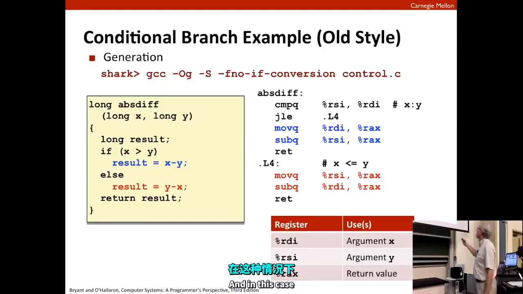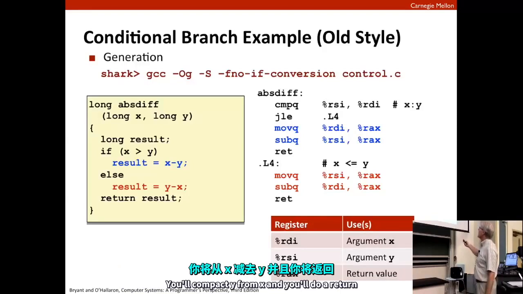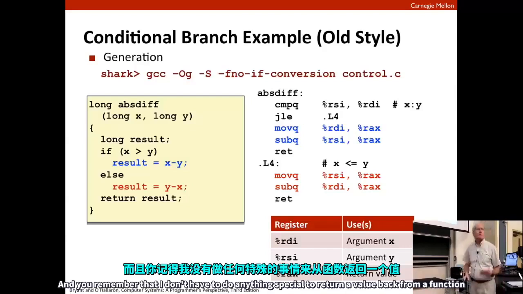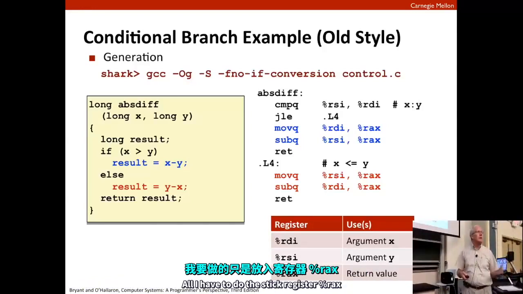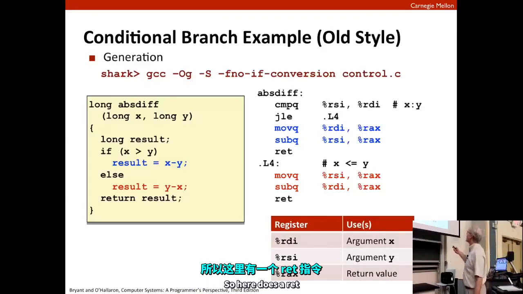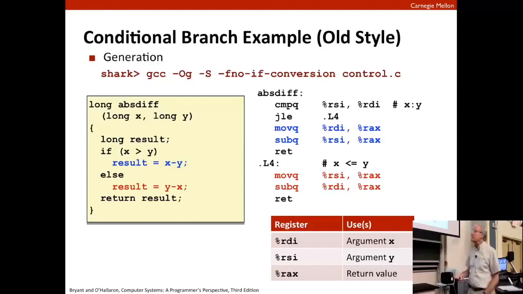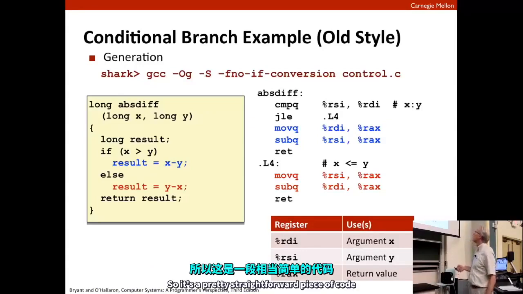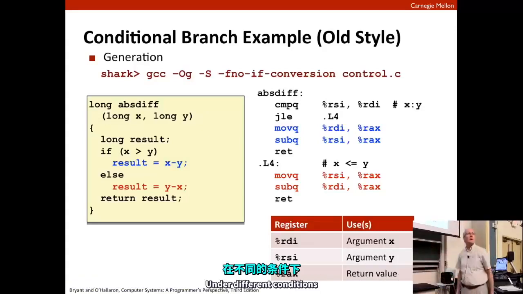In the first case, you'll make the jump if x is less than or equal to y. You'll subtract y from x, and you'll do a return. And you remember that I don't have to do anything special to return a value back from a function. All I have to do is stick it in register RAX, and the calling function will know that's where to find the return value. So here it does a ret. And here it does the subtraction, and it simply does a return directly from that part of it. So it's a pretty straightforward piece of code, but you can see it's using this jumping to create two different parts of code that get executed under different conditions.